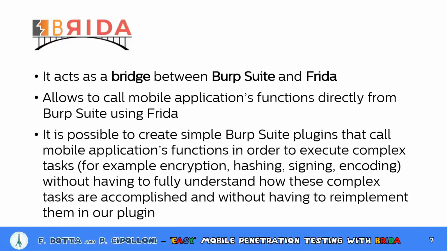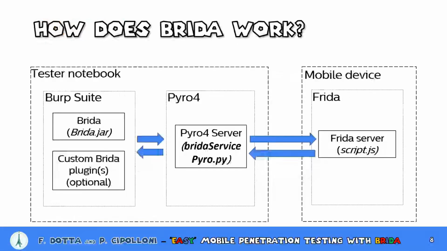Brida acts as a bridge between these two tools and allows you to call mobile application functions directly from Burp Suite using Frida. Thanks to Brida, it's possible to create very simple Burp Suite plugins that call the mobile application's inner functions in order to execute complex tasks without having to re-implement them. For example, encryption tasks executed by the mobile application are directly called inside the Burp Suite plugin using Frida, instead of having to understand how they work and having to re-implement them in a dedicated plugin.